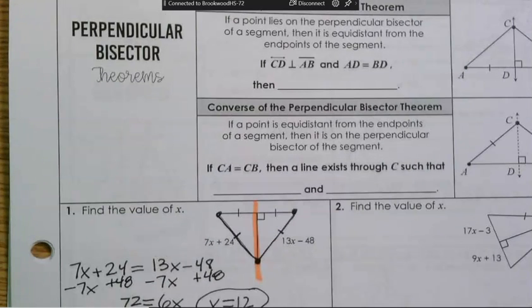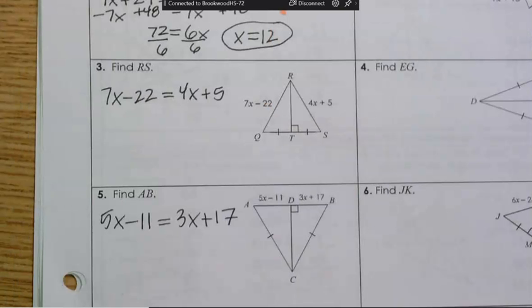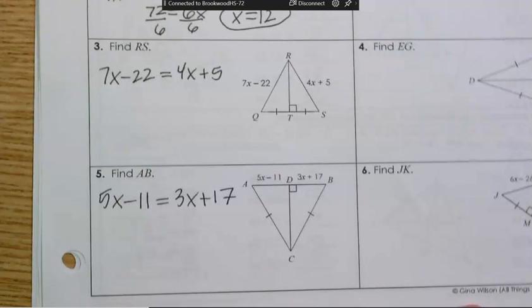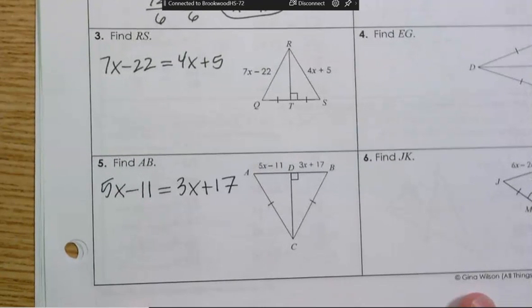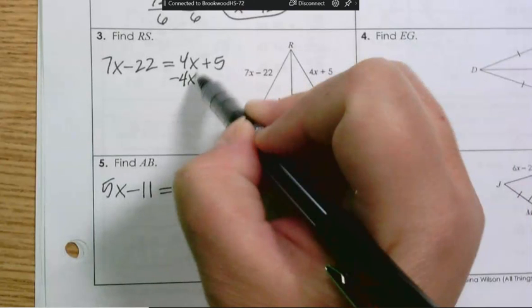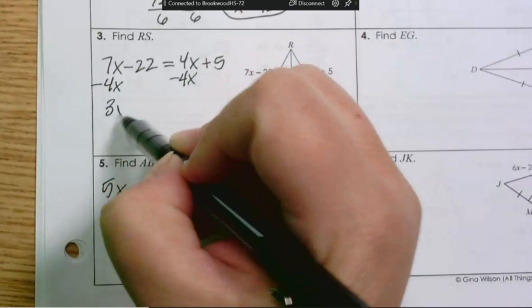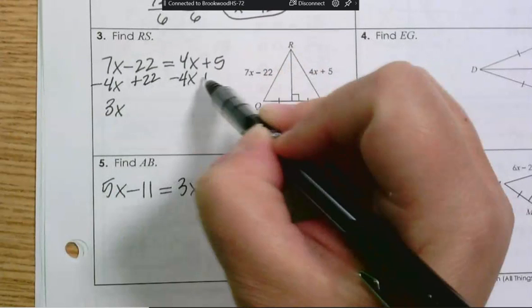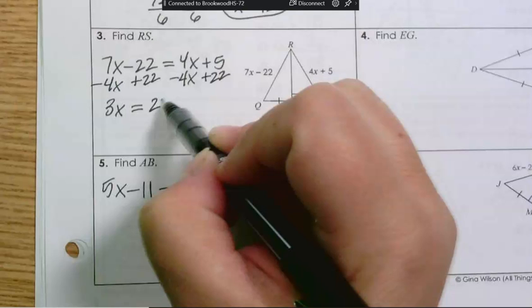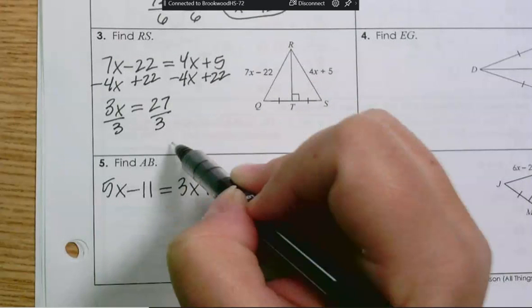This was perpendicular bisector. When we know we have a perpendicular bisector, basically it's like a line of symmetry. Everything's symmetrical on either side. So you're just going to set things equal to each other. All right, so that's what we did for 3 and 5. Let's go back and go ahead and solve those. So I've got, let's collect my x's on one side, and then collect my numbers on the other side. And I get 3x equals 27. Divide both sides by 3.